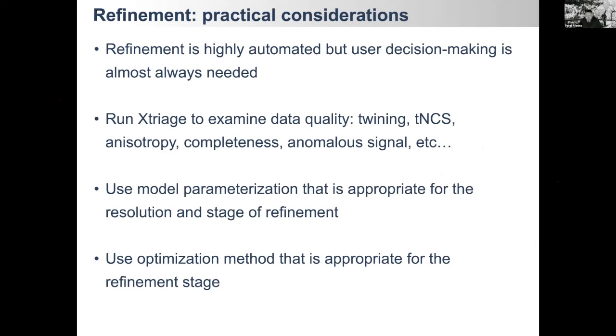And how do you know you have twinning? Well, you need to run Xtriage. You're not going to know about twinning unless you try to learn about it. And anisotropy and completeness and all other things are very relevant to this.